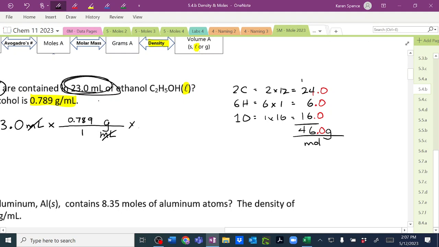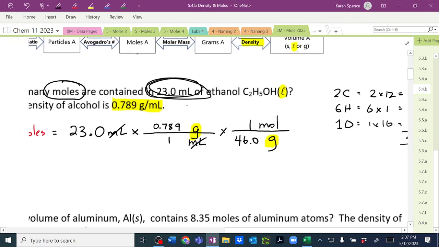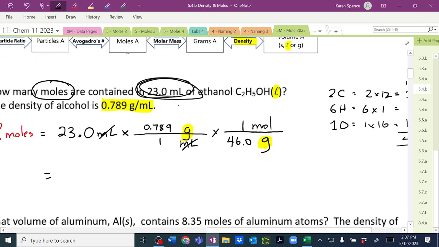So let's cancel our grams. They were on the top, now we need them on the bottom, and find our moles. So where does the 46 go? On the bottom with the grams, 46.0 grams per 1 mole. Let's do that calculation. 23 times 0.789 divided by 46 equals 0.3945. And the only unit that I have left is moles.